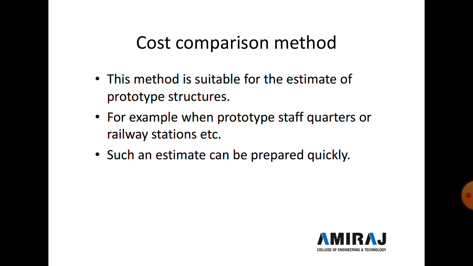Next is the cost comparison method. This method is suitable for the estimate of prototype structures, for example, when prototype staff quarters or a railway station, etc. are required to be estimated approximately, then the estimate for such prototype work is prepared by comparing the previous cost with the present market rate, normally by increasing the past cost on a percentage basis. Such an estimate can be prepared quickly even during a meeting, but an expert's knowledge is necessary to estimate the present cost of construction as compared to the previous recorded cost.